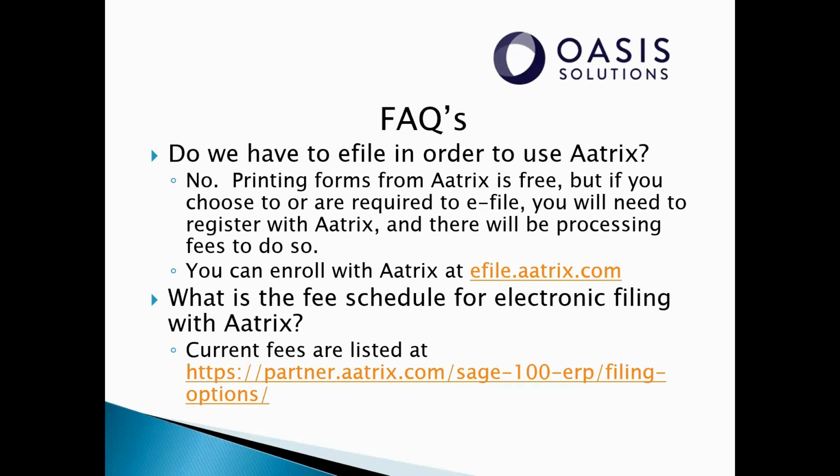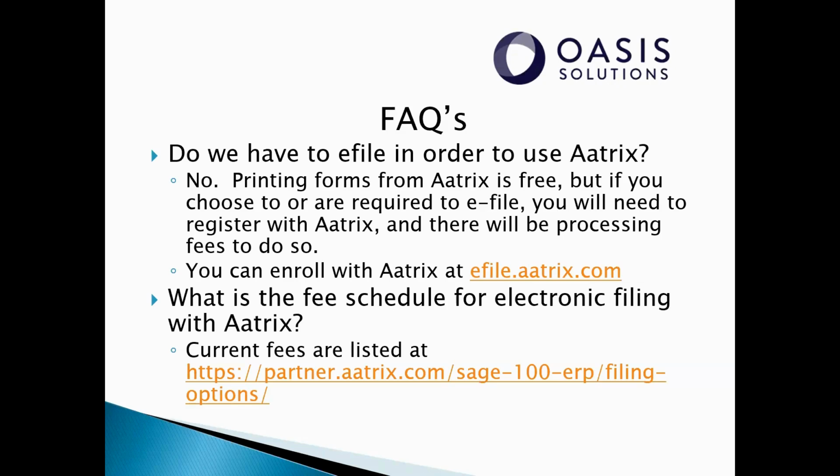I get asked this a lot. What is the fee schedule to electronic filing with Atrix? They change their fees, and they have a different fee structure based on what you're e-filing and what they're doing for you. If you are selecting them to print and mail, if you are just e-filing federal, if you're doing federal and state, there's a whole structure. The link here will map you directly to their fee schedule, and you can see what that is.